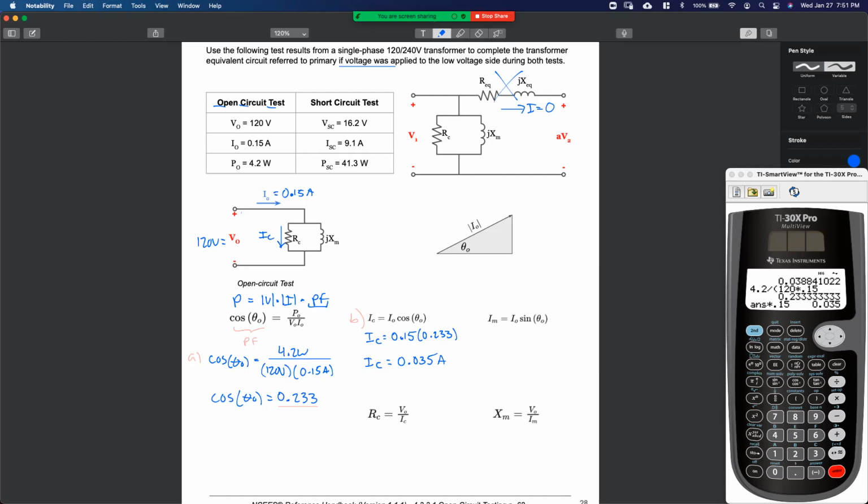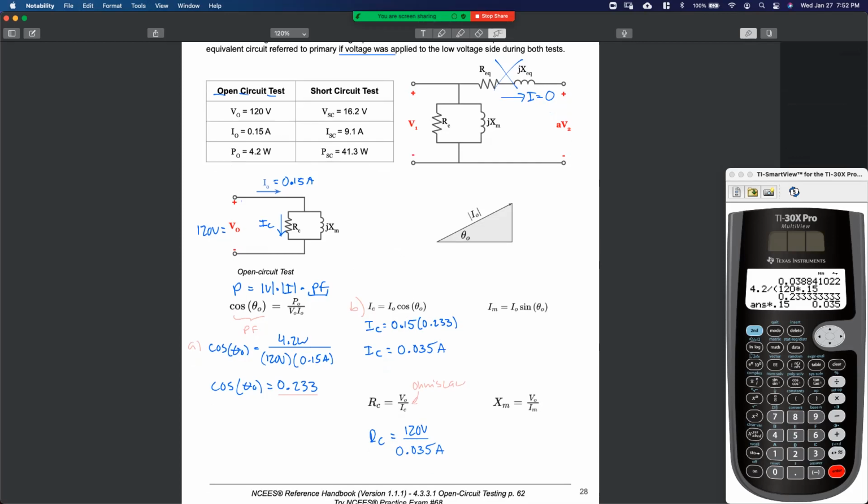All right, ready to calculate R of C. What's the next step? What formula is this? This is just, yeah, Ohm's law. Good job, everybody. That's all it is. Do I know VO? Sure do. 120 volts applied. Do I know I of C? I just calculated it. Can I determine R of C? Sure. 120 volts over the same 0.035 amps. Tell me, what do you guys get for R of C?